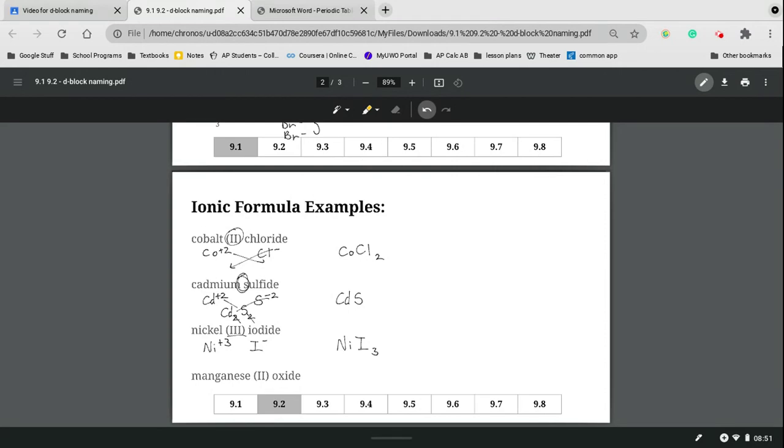Last one, manganese oxide. Here it's indicated that manganese has a charge of +2 by the Roman numeral. Oxygen, as we know, has a -2. So those two are going to do the same thing that the cadmium sulfide did up there and cancel out when you cross over. So you're just going to end up with MnO.